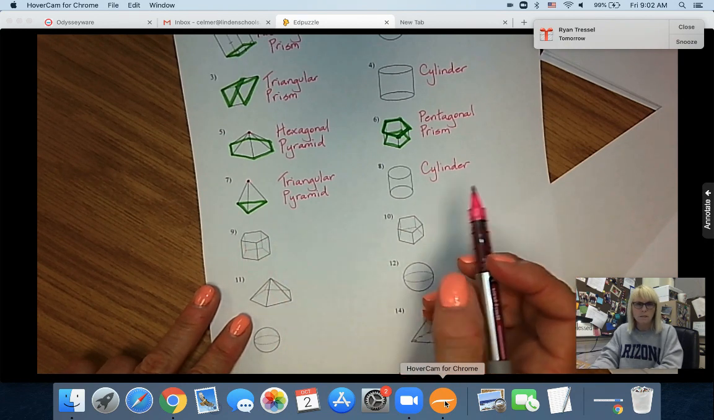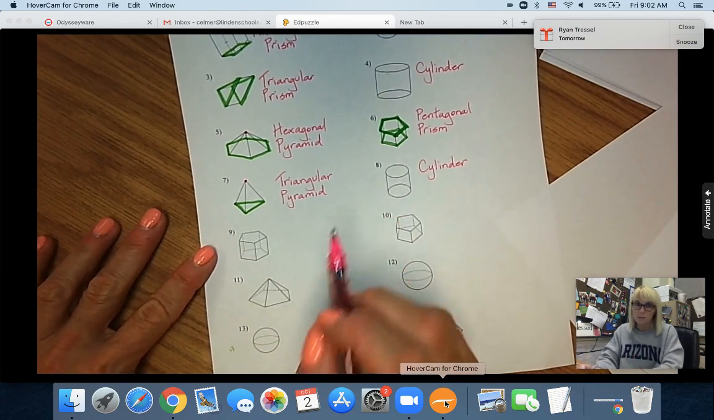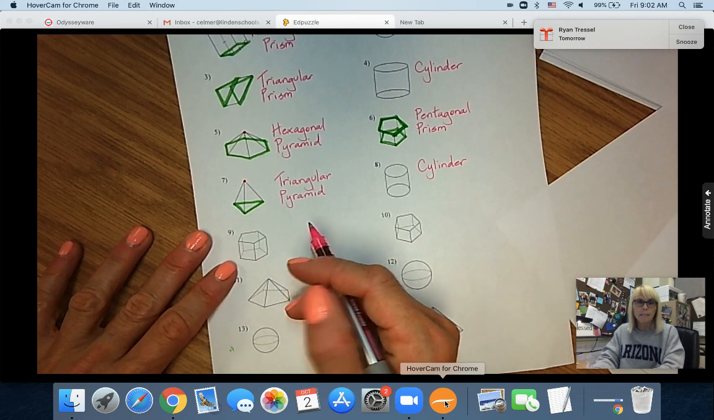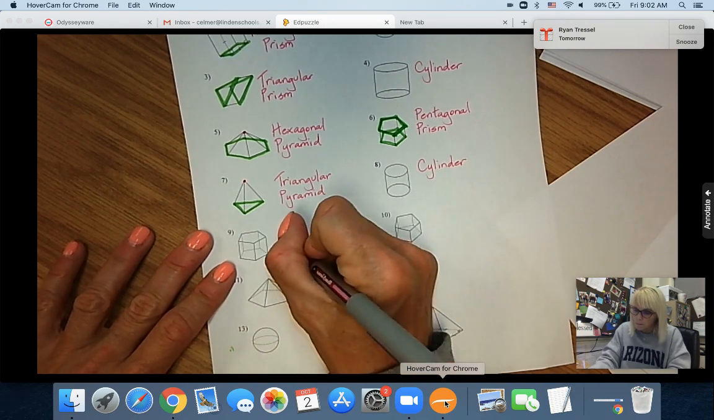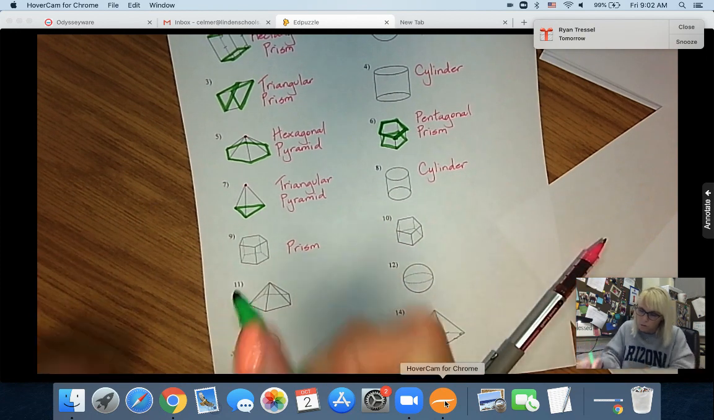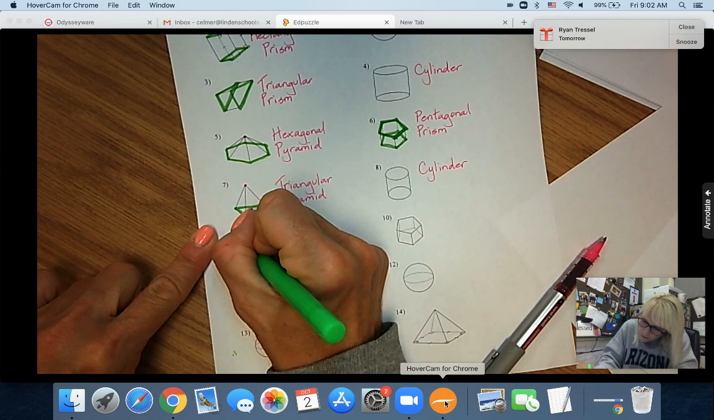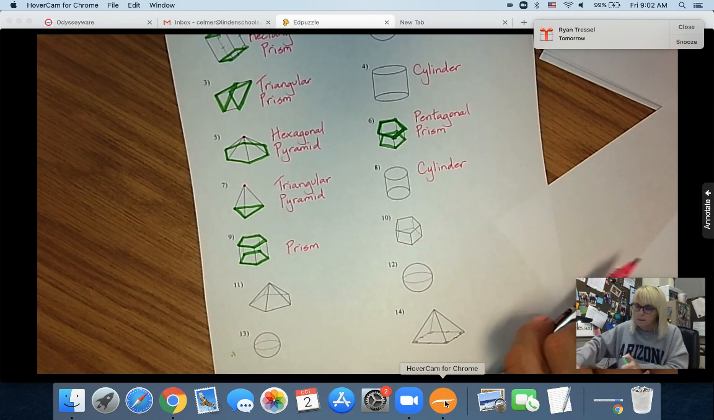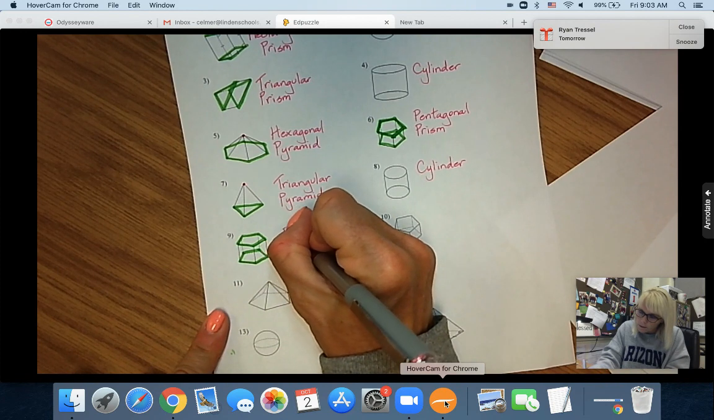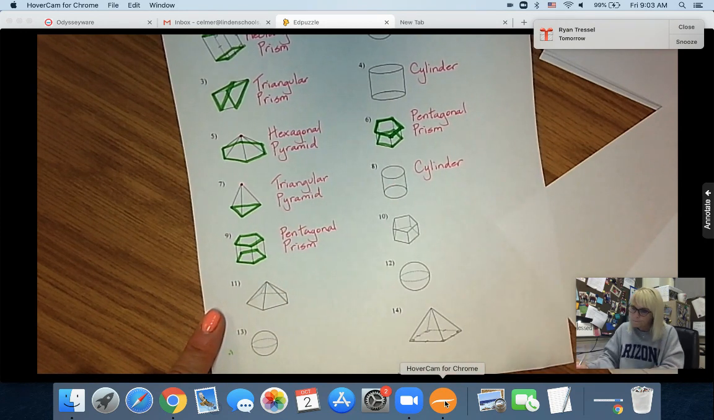All of the faces have polygon shapes, which makes this either a prism or a pyramid. It does not come to a point, so it's a prism. And then we look at the shape of the two bases. Well, the two bases are right here. And those are five-sided polygons, so we call this a pentagonal prism.